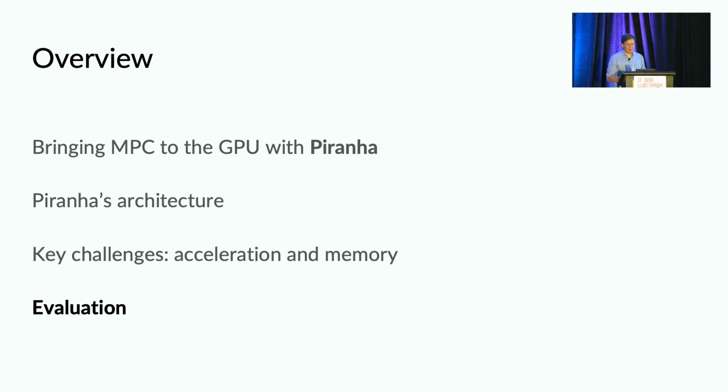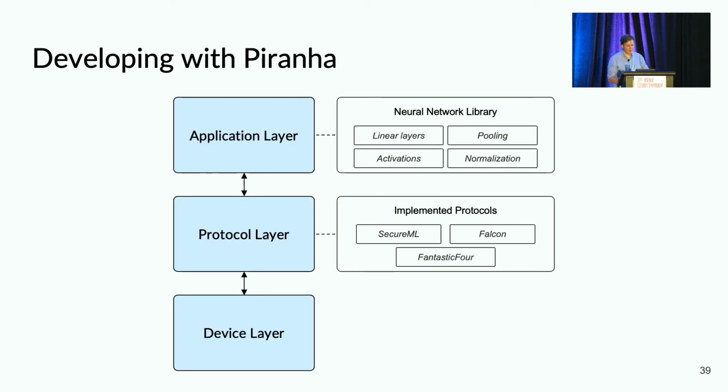But at the end of the day, how well does it really work? So we implemented Piranha in C++ and CUDA. We use it to develop a neural network training library that can execute on top of any of 3 MPC protocols: a 2-party SecureML, the 3-party Falcon protocol, and a 4-party Fantastic Four protocol. And as a quick aside, you could add any protocol or other application on top of Piranha that you wanted to. We encourage that, but for this, we focused on these 3.